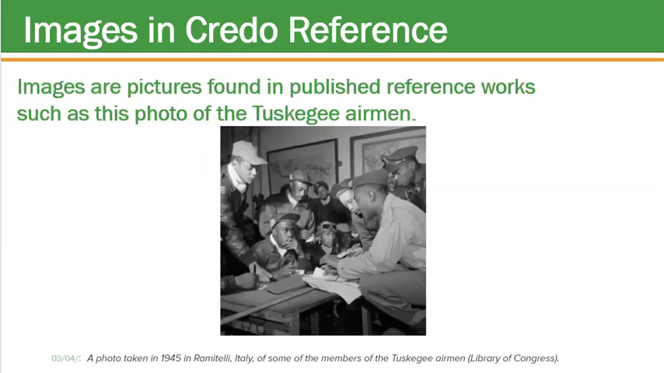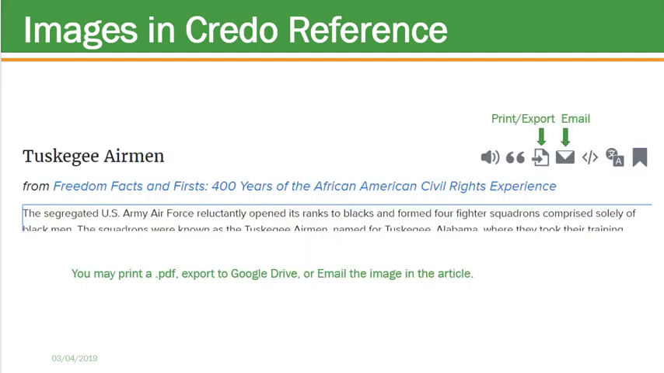Some of those are going to be coming, as this one, from the Library of Congress or Wikimedia, and students would be able to right-click and save the image, but they want to make sure that they get the information from the reference source in which that photo appeared. So you may print a PDF, export to Google Drive, or email the image in the article to yourself in Credo Reference.